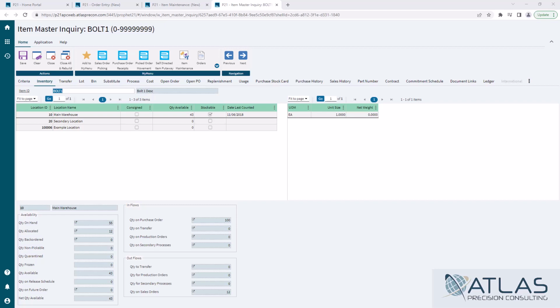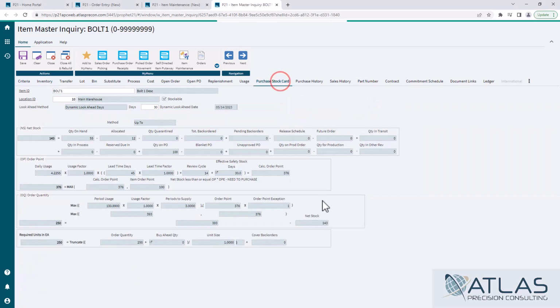So I'm in item master inquiry for my item here. I'm going to the purchase stock card because it doesn't really live on this front screen. And you should be familiar with this screen if you're involved in any kind of purchasing whatsoever. This is also called the calculation tab when you're looking at PORG.